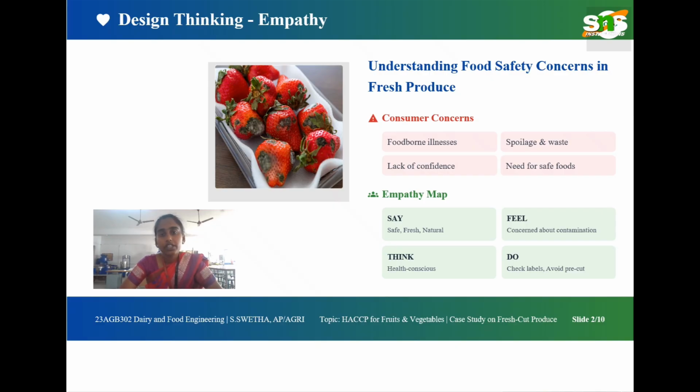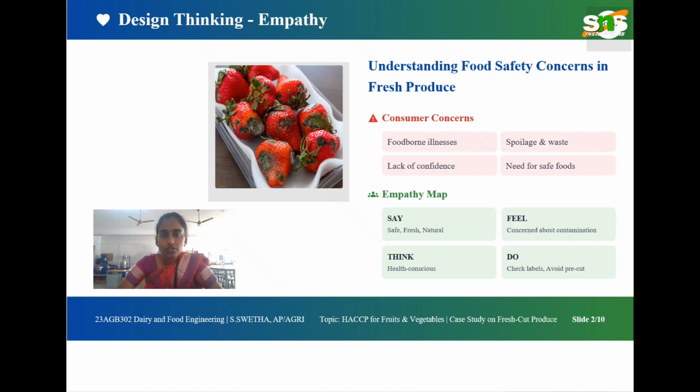So in empathy, there are two different sets of people: the point of view of consumers and the point of view of producers. From that, I'm creating the empathy map. It has 4 major quadrants: say, feel, think, and do.